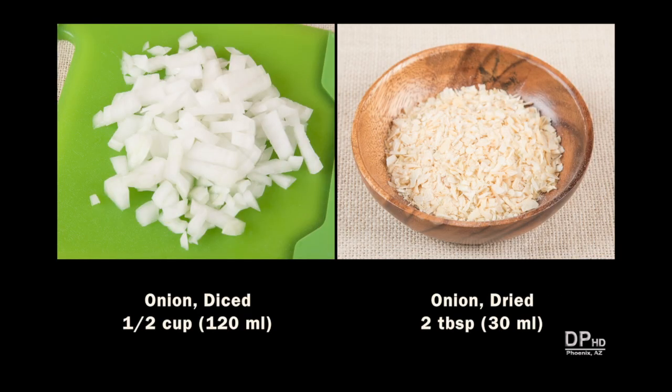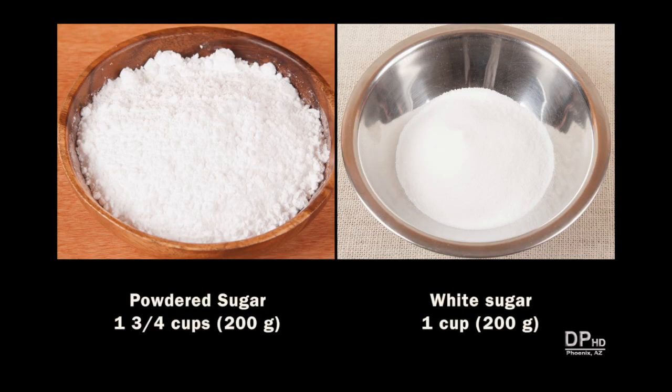2 tablespoons of dried chopped onion equals 1/2 cup of fresh onion. 1 cup of granulated sugar equals about 1 3/4 cups of powdered sugar. This is another example where owning a kitchen scale makes the substitution easier, since you're substituting equal weights versus unequal volume.